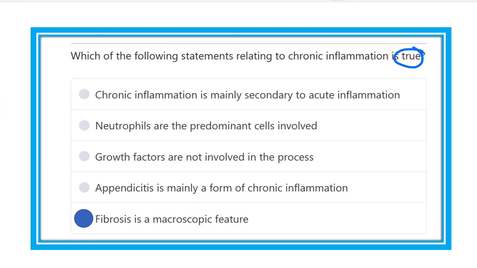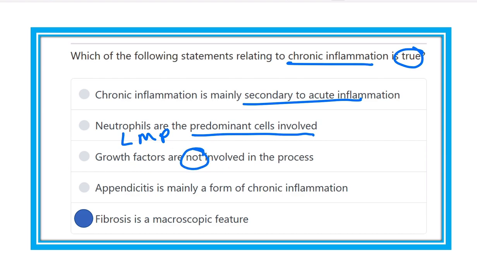So which is true regarding chronic inflammation? Chronic inflammation is mainly secondary to acute inflammation. Is it true or false? Then, neutrophils are the predominant cells. We know it is not the neutrophil. It is the lymphocyte, macrophage and plasma cell. Growth factors are not usually involved in this process. It is also false.